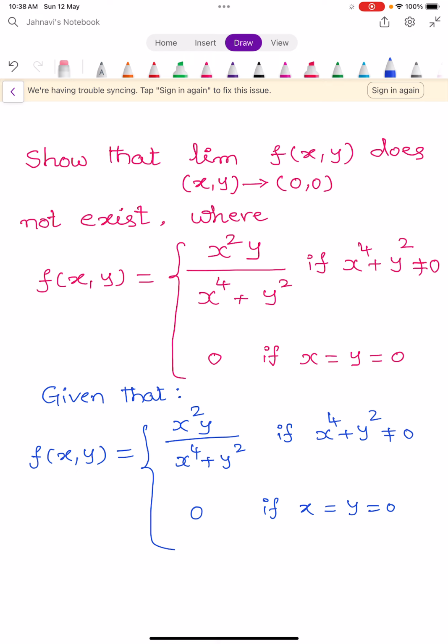Show that the limit as (x, y) tends to (0, 0) of f(x, y) does not exist, where f(x, y) is equal to x squared y divided by x to the power 4 plus y squared if x to the power 4 plus y squared is not equal to 0, and f(x, y) is equal to 0 if x equals y equals 0.